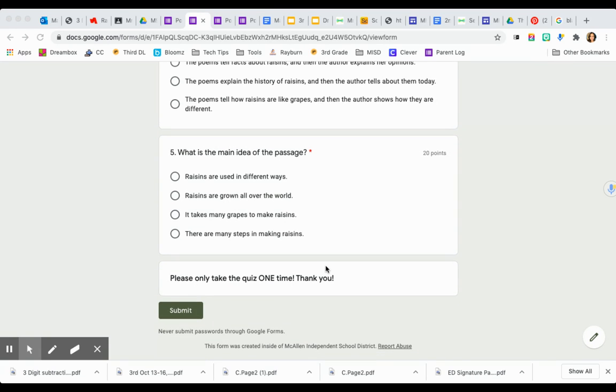Last one. 5. What is the main idea of the passage? Raisins are used in different ways. Raisins are grown all over the world. It takes many grapes to make raisins. There are many steps in making raisins.